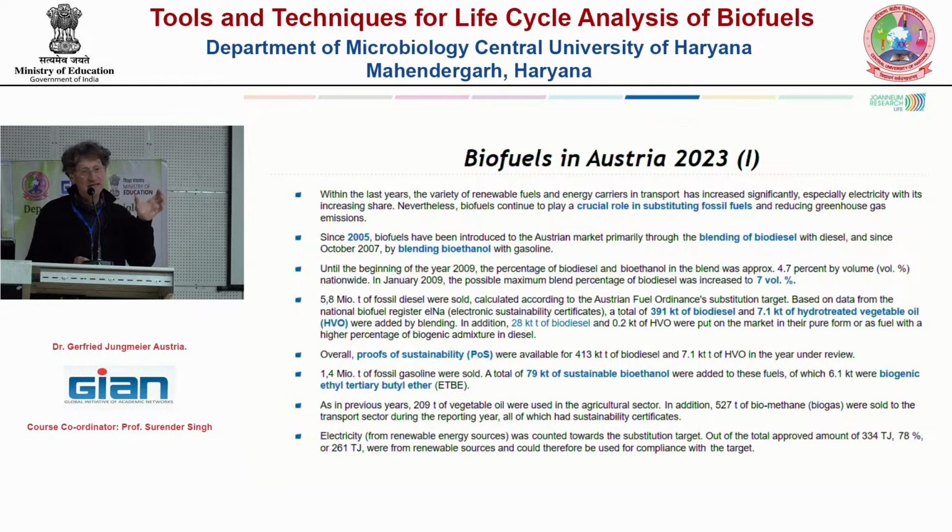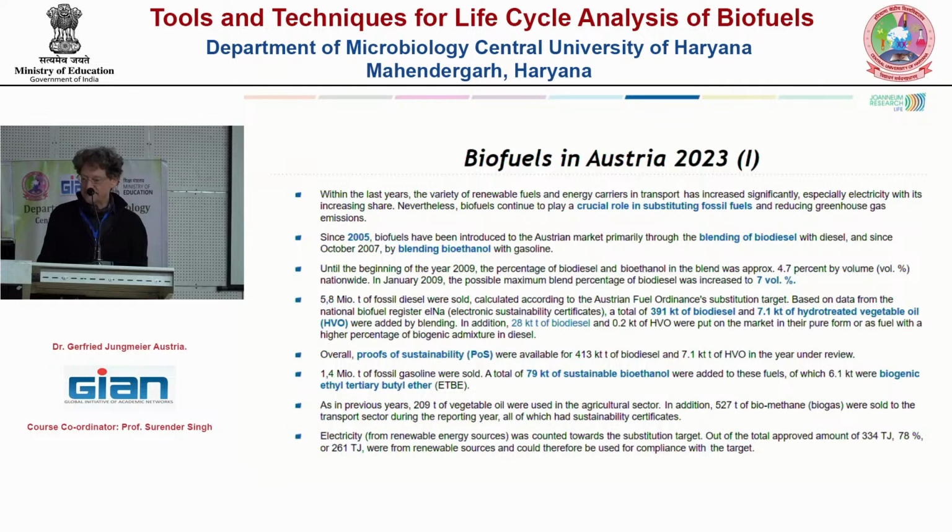Yeah, so we have the B7 as diesel and the E10 for gasoline, where we can use it. We have only ETBE, a very small fraction. Also the HVO is very little, and the biomethane is nearly invisible. But anyway, it's the right way.